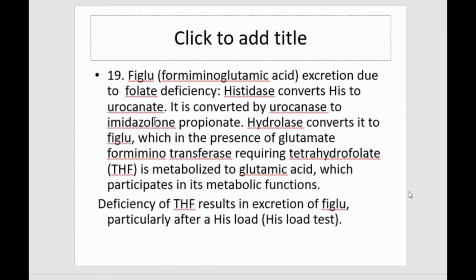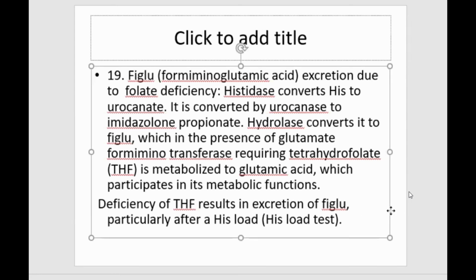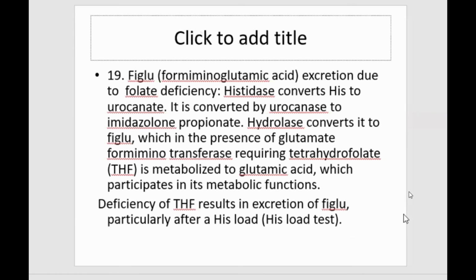So FIGLU excretion is due to folate deficiency. Histidase converts histidine into urocanic acid. It is converted by urocanase to imidazolone propionate. Hydrolase converts it to FIGLU, which, in the presence of glutamate formiminotransferase requiring tetrahydrofolate, is metabolized to glutamic acid, which participates in its metabolic functions. So deficiency of tetrahydrofolate results in excretion of FIGLU, particularly after a histidine load. I think this finishes. There are still 2 minutes, okay.